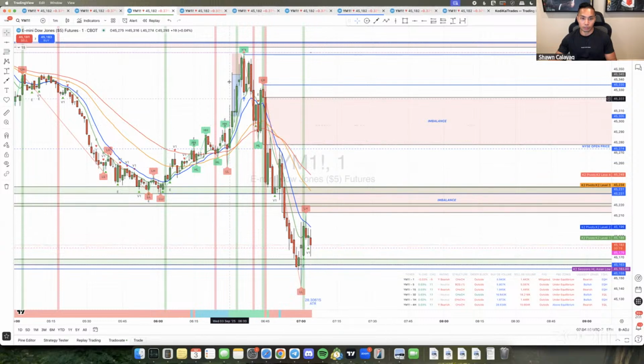Yesterday we had a choppy market. Today we have a choppy market. I'm hoping tomorrow it picks up and it's more directional, but I wouldn't hold my breath on that.